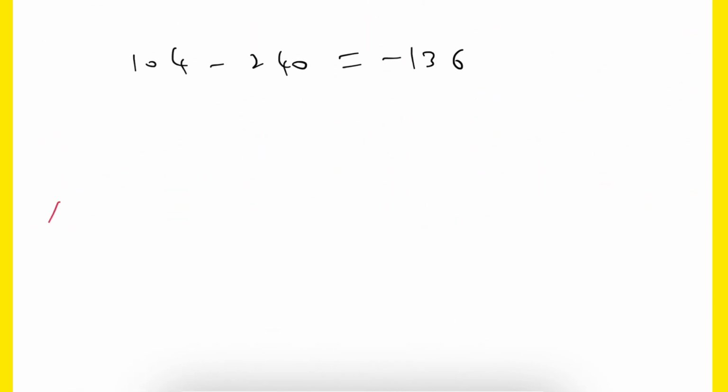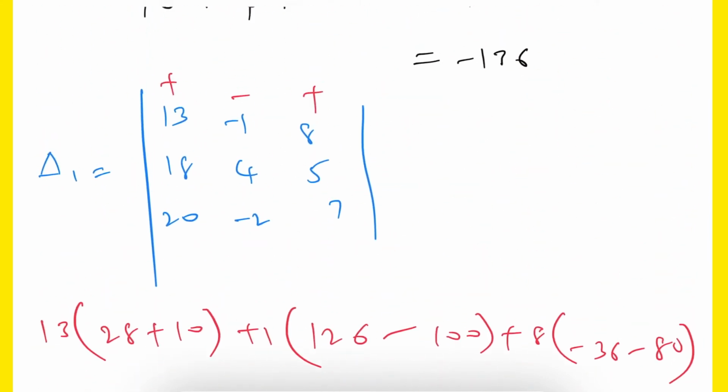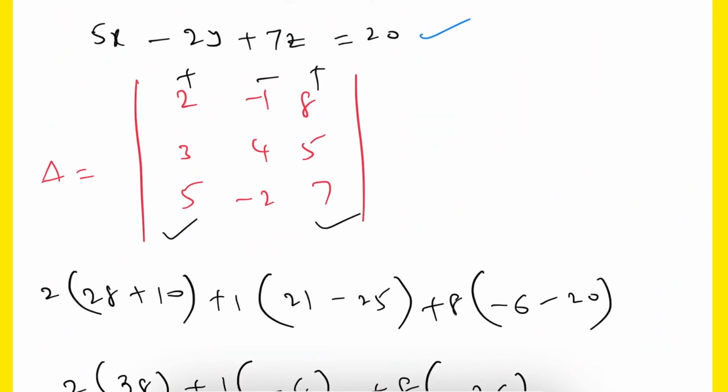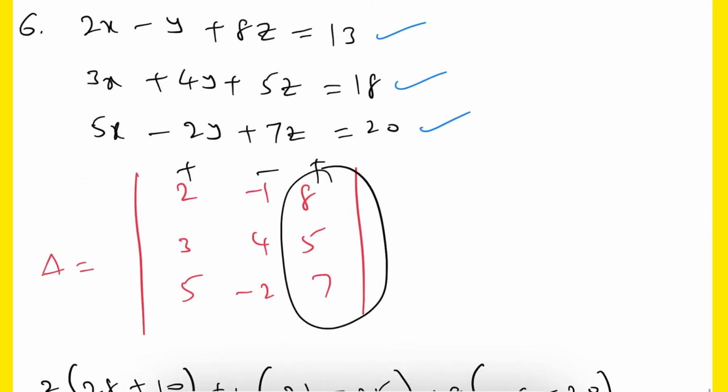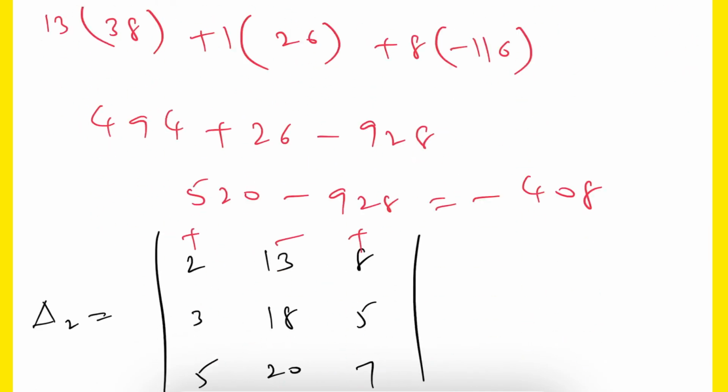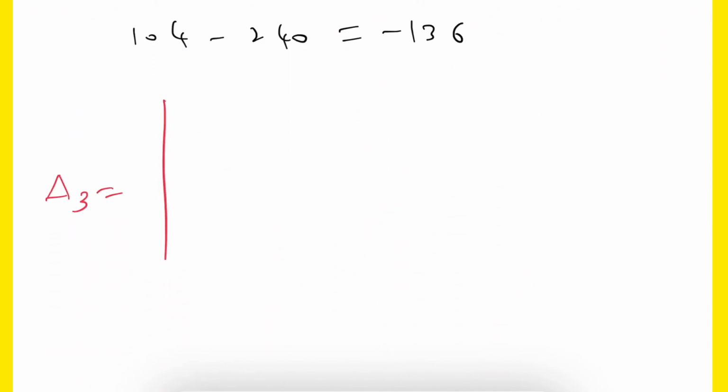Now let us move to the delta 3 then. So delta 3 means first column, second column as usual, only third column we need to replace. So what we will get then? This third column we need to replace. First column 2 3 5 as it is. Next second column minus 1, 4, minus 2 as it is. Last column we need to replace with 13, 18 and 20. Okay, let us write the delta 3 then. First column is 2 3 5 and second column is minus 1, 4, minus 2 and third column we are replacing with the constants, that is 13, 18 and 20.